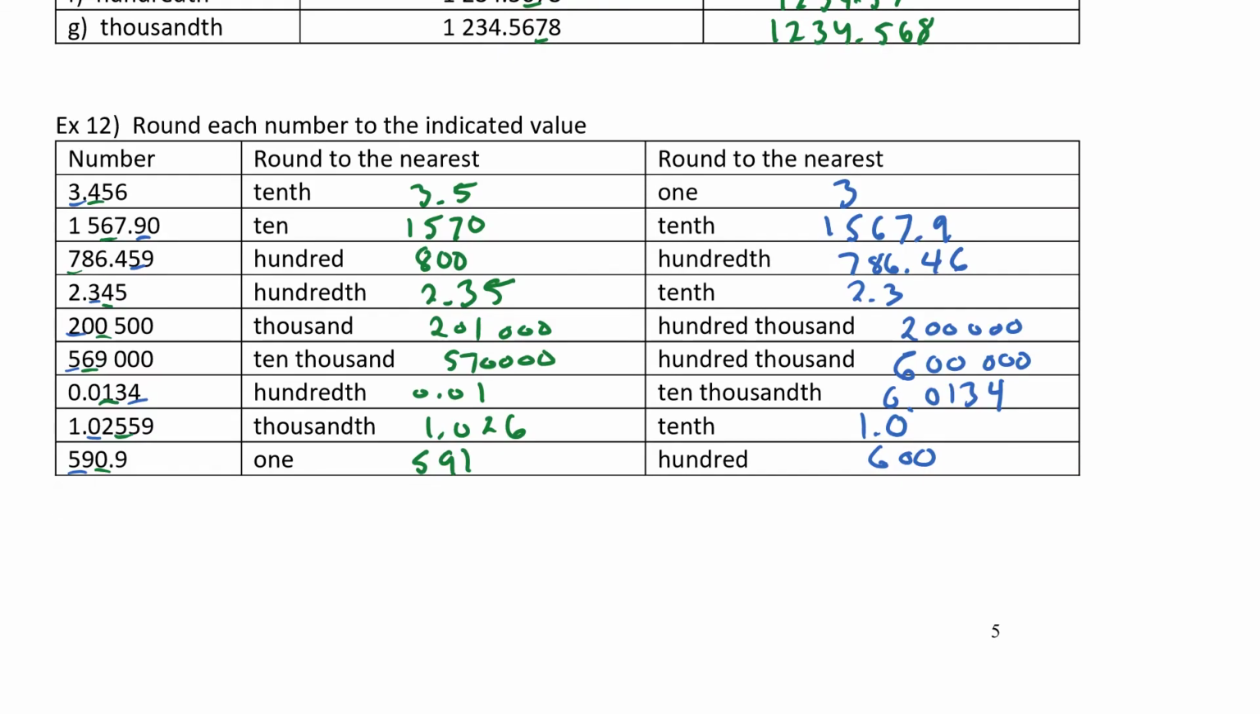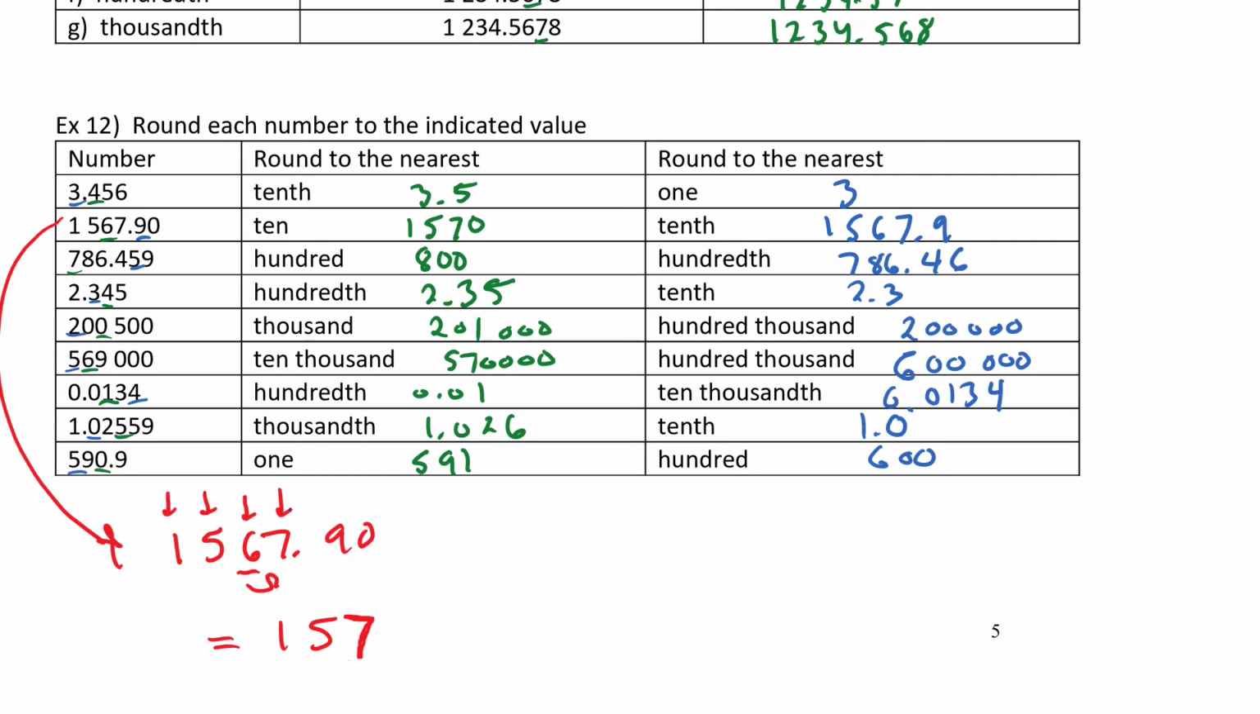Now, hopefully you didn't have a problem with these. A few things I want to point out. As an example, 1,567.90. Round off to the nearest 10. Look at the number beside that. That's going to be 15. Wrong. Remember, this is in the thousands, hundreds, tens, ones column. I see this all the time. Students round it off and then they forget to add the 0 in. We have to add that 0 in.